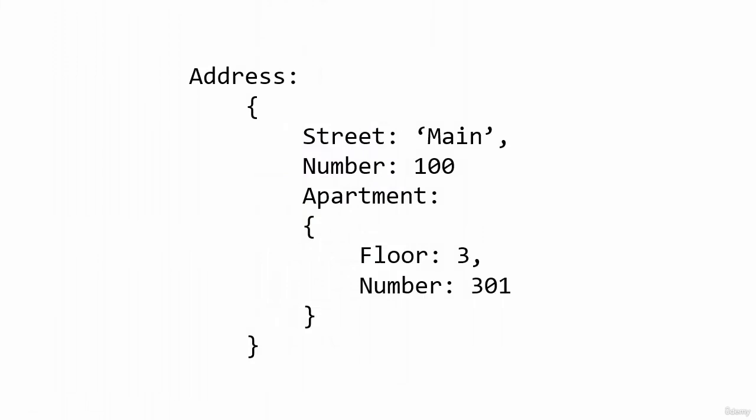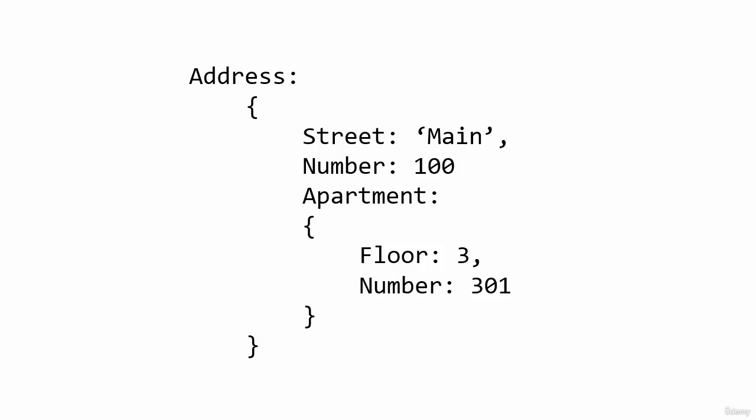For example, the address example we had before that was just a name-value pair, here it's a collection of name-value pairs. Address is a collection of other names and values. Address is still the name, but the value is a collection. Street is the name and main is the value, a name-value pair. Number and 100 is a name-value pair. Apartment is a name, and its value is another list or collection of name-value pairs. Floor is the name, 3 is the value, number is the name, 301 is the value. That's an object in JavaScript.